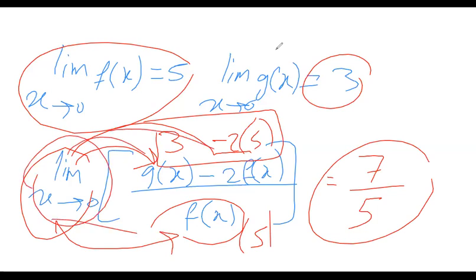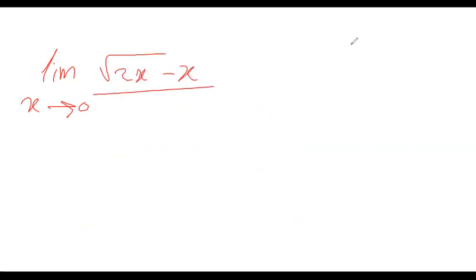However, now let's say that we have the limit as x approaches 0, and we want to evaluate, for example, the radical of 2x minus x, all over, let's say, x.